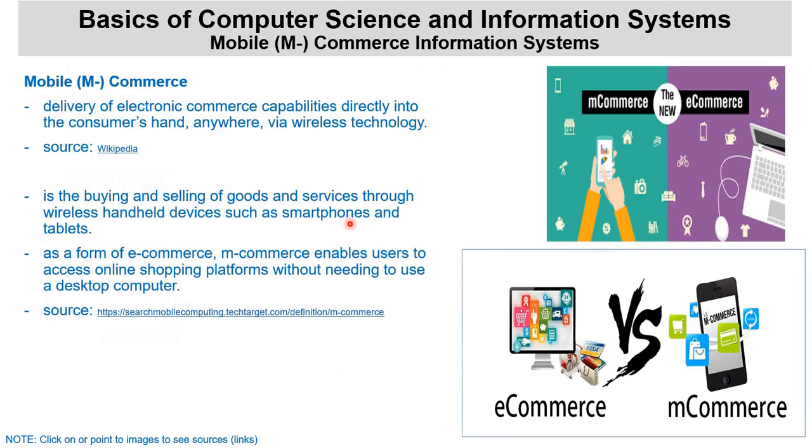So the next thing is mobile commerce, or m-commerce. Now it's basically the same thing as e-commerce, except that instead of doing it on your desktop, you can do it through a wireless technology on your phone. So when you take up your phone and you do the same thing as ordering a book, a shirt, or doing any business transaction on your mobile, that is what is considered mobile commerce. And of course it has its own set of information systems.